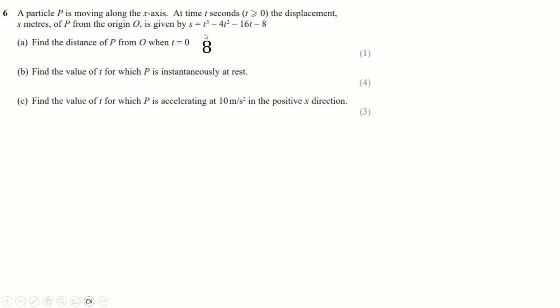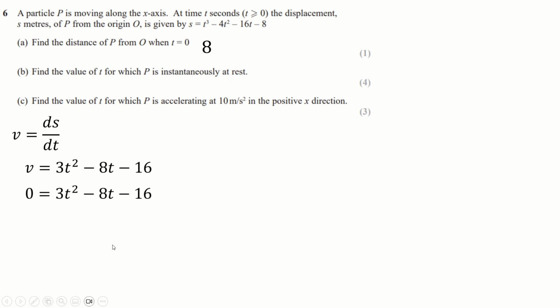So v, which is the velocity, is ds by dt. So we'll just differentiate. And then at rest means v is 0, and then we'll just factorize this. And we'll get solutions at minus 4 over 3 or 4. But of course, time can't be negative, time always marches on. So we'll just have t is 4, and that'll be that done.